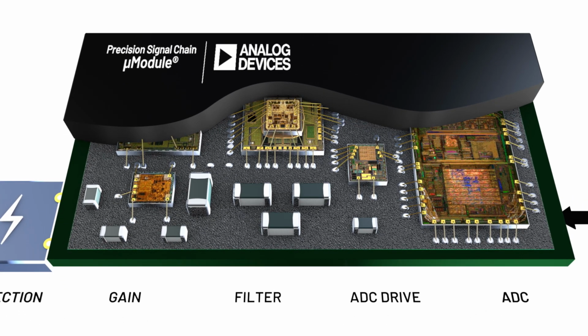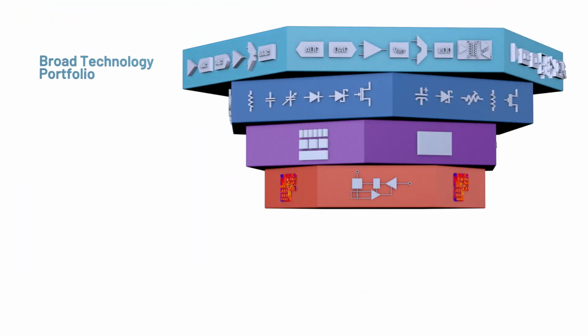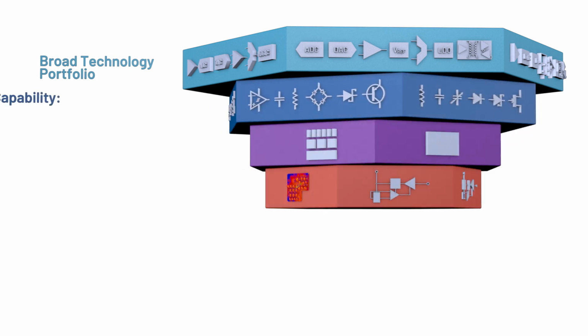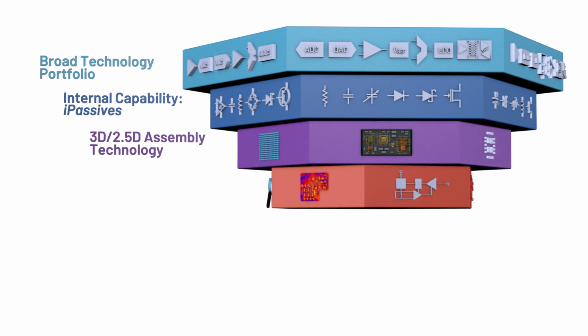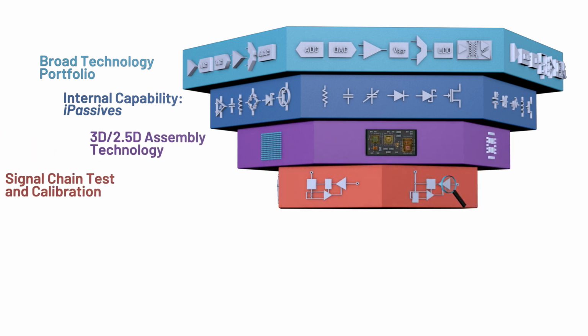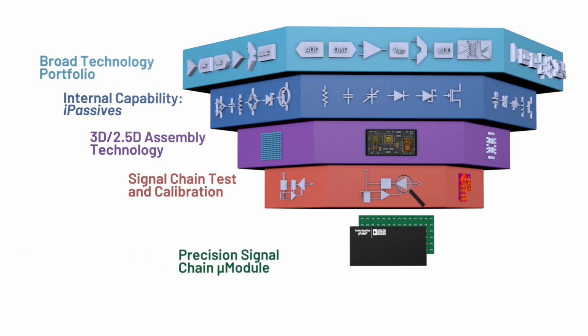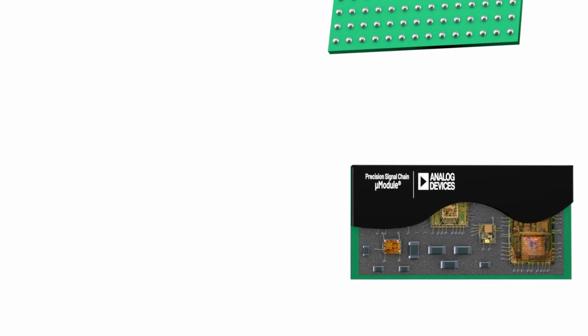A precision signal chain µModule utilizes heterogeneous integration to combine ADI's portfolio of industry-leading products with its iPassive technology and advanced 3D assembly technology. It yields a thoroughly tested signal chain that enables the system designer to quickly achieve their end goal. No debugging or optimizing of external circuitry is required.